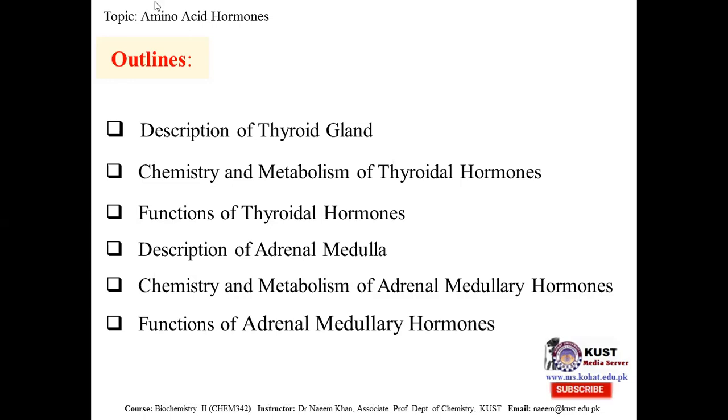So in today's topic of amino acid hormones, we have two glands, the thyroid gland and the adrenal medulla. Actually, the hormones produced by these two glands are amino acid hormones. And we will point out the chemistry, metabolism of the hormones produced by these two glands, and the important functions of these hormones. Let's make a start.